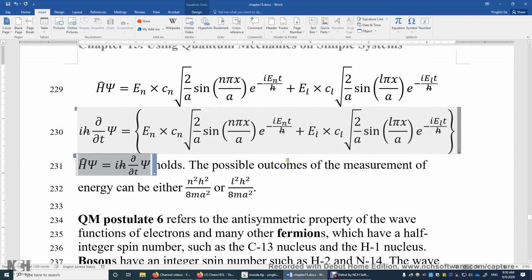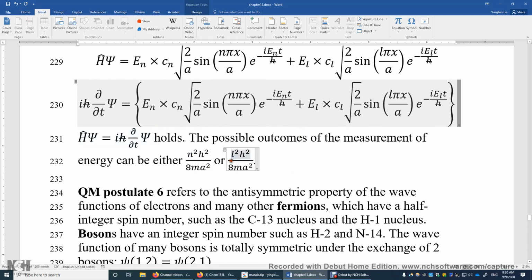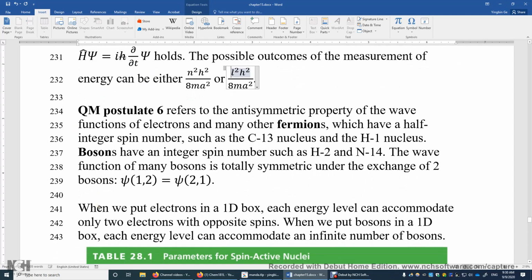And again, we have two possible outcomes. If we try to measure the energy of the particle, it can be this or this. Finally, postulate 6. It's not related to the particle in the box problem, but we can put electrons in the box. We can put helium atoms in the box. They are different. Electrons are fermions. Helium atoms are bosons. I'm talking about helium-4. Helium-3 is also a fermion, but let's just talk about helium-4.